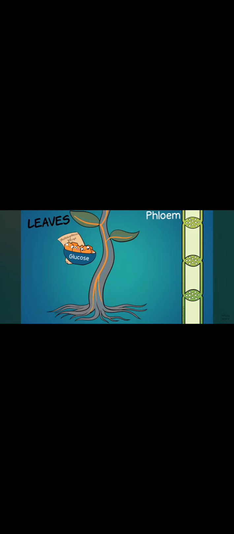Sugar is typically produced in the leaves during photosynthesis. All the plant cells will need sugar. Sugar is the plant's food source. The phloem carries sugar from the leaves, where it's generally made, throughout the plant.